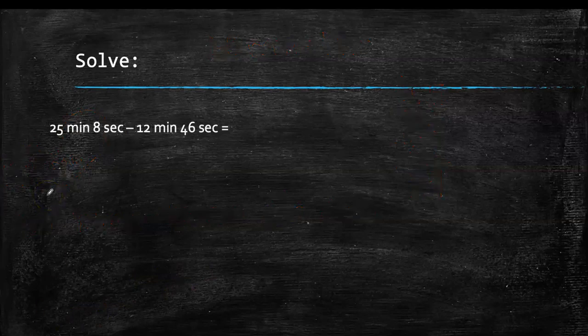25 minutes, 8 seconds minus 12 minutes and 46 seconds. How many seconds are in a minute? Well, there are 60 seconds equaling 1 minute. There you have it, folks. Go ahead and push pause and practice away.